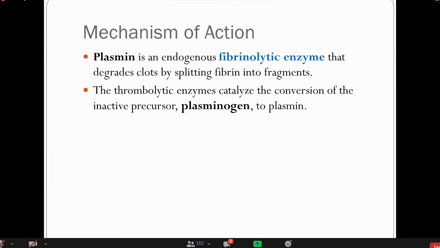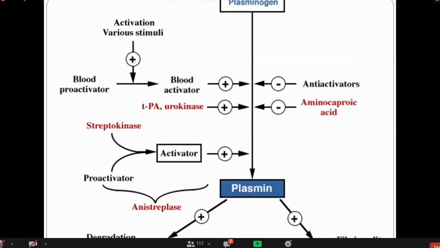If we just recall, thrombin is derived from prothrombin, and thrombin is responsible for converting fibrinogen into fibrin. But plasmin is responsible for dissolving the fibrin clot by breaking down the fibrin, right? Now this is the diagram. You can see the plasmin, and plasmin is responsible for splitting the fibrin products, right? And fibrinogen is converted into fibrin.